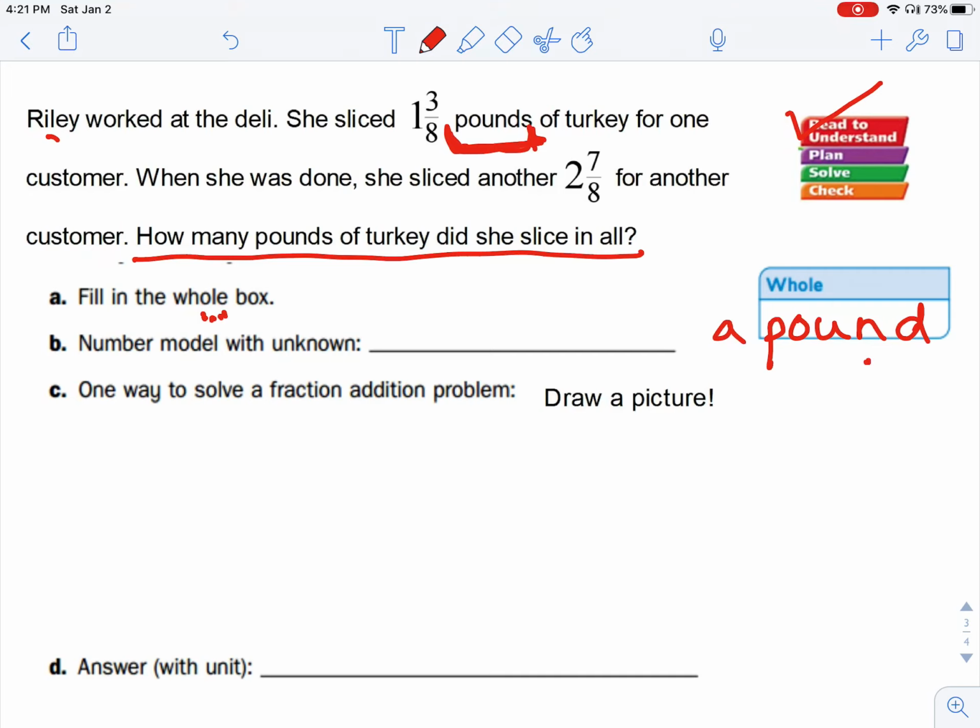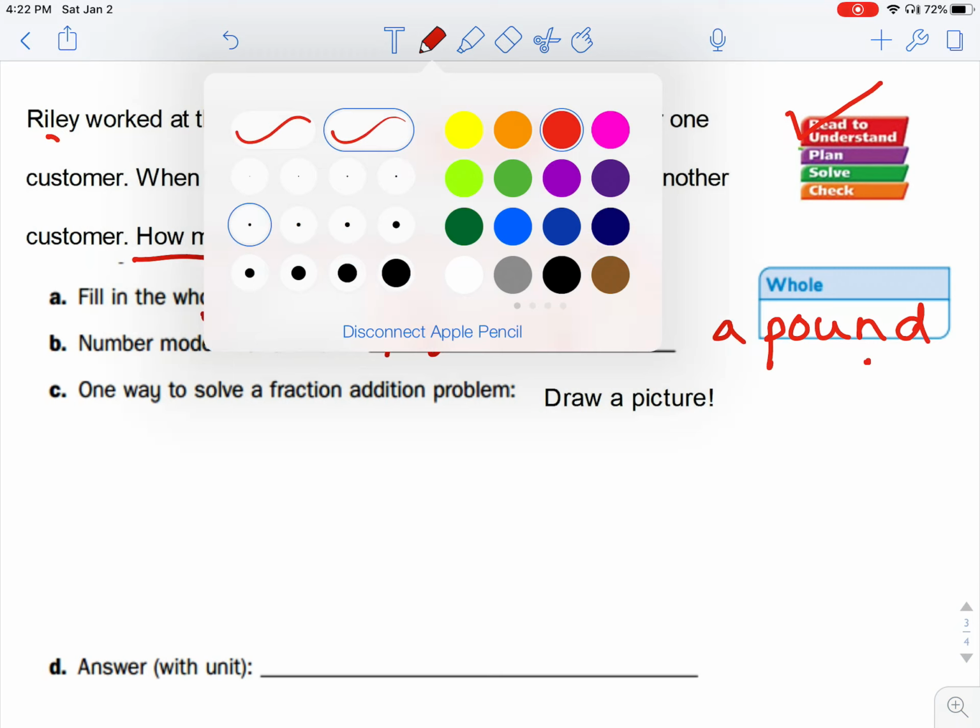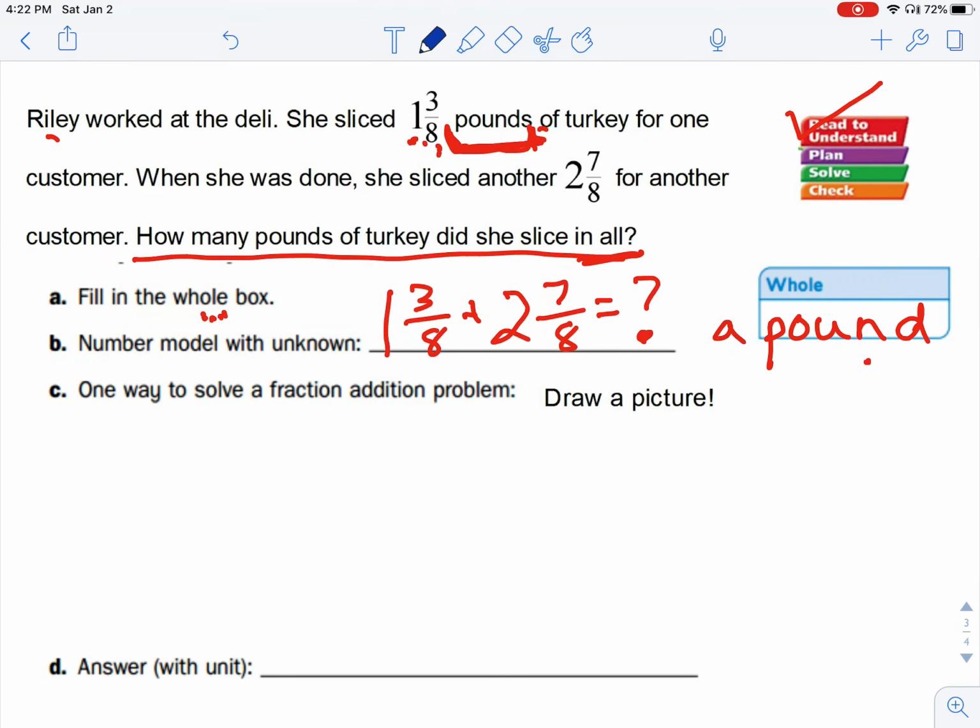The whole is just 1 pound, but in this case she had a little more than a pound, so that's why that has an S. So be careful with that. Our number model. How many pounds of turkey in all? Do you know what the number model would be with unknown? We're going to add these fractions up to figure out our answer. So one strategy is going to be to draw a picture. You know I love the visual model, so let's go ahead and start with that. I could already think though, she already did an entire 2 pounds here and 1 pound here. My answer is definitely going to be more than 3.